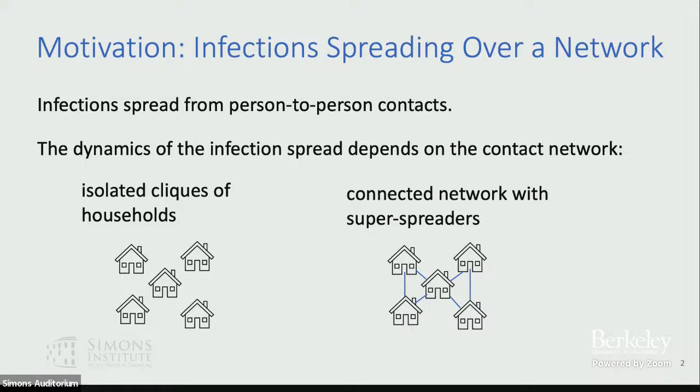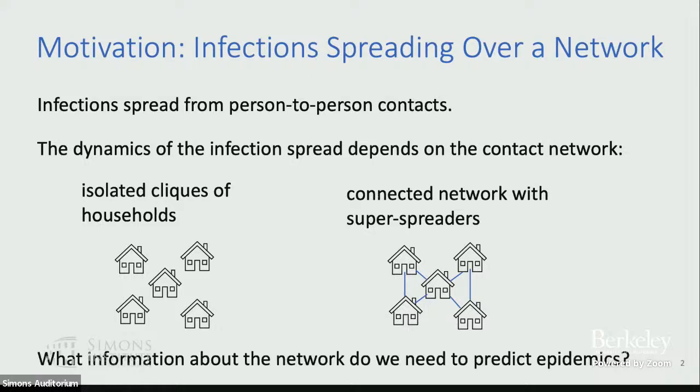So properties of the network are important, but at the same time, we cannot map the whole network. So the main question we're asking is: what kind of information about the network do we need to predict epidemics? I'll be more precise about the question, but let me first define the epidemic model on the network that we have.